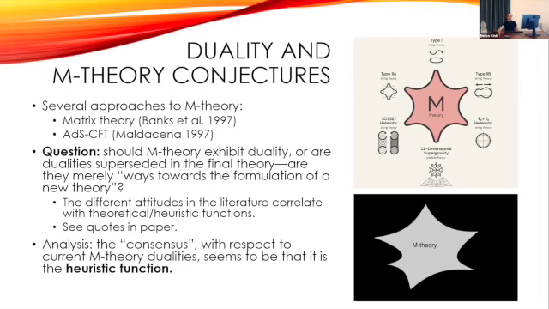So the question is, should M theory exhibit duality, or are dualities superseded in the final theory, in M theory? Are they merely ways towards the formulation of a new theory, and can we forget about the dualities after we have found this theory? And the answer to this question is not at all straightforward. Like I said, there are different attitudes, different implicit answers to these questions in the literature. In my paper, I gave explicit quotes about that. I will not go into them now. It would be too long.